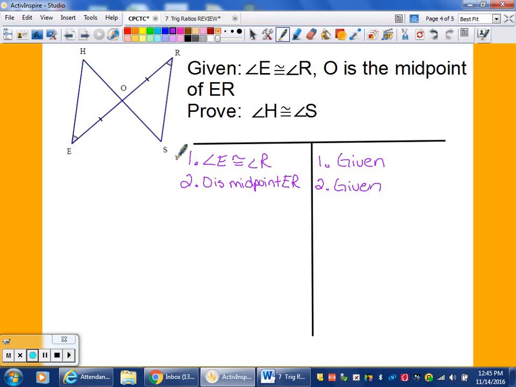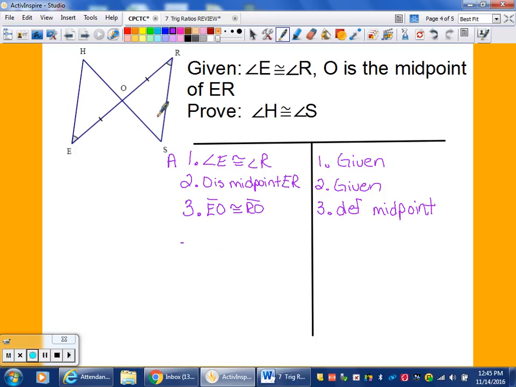Well, one of my givens is one of my congruencies, isn't it? So I put an A by it because that's an angle congruency. I look at my second given. It tells me O is the midpoint of ER. Does that give me a congruency? Yes, it does. What is it? Right, EO is congruent to RO. And my reasoning for that would be definition of midpoint.